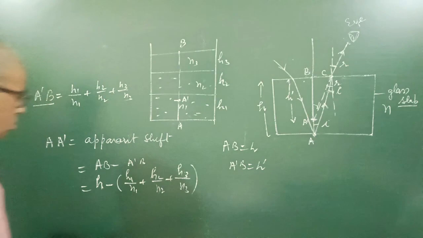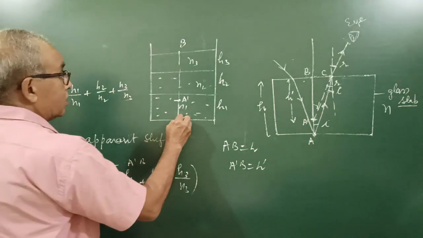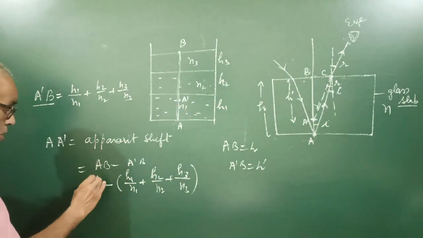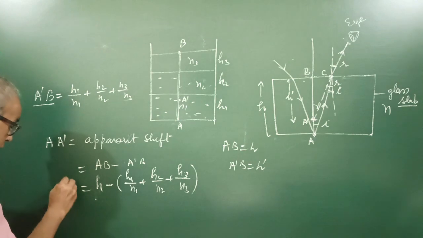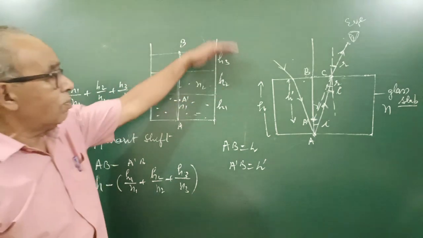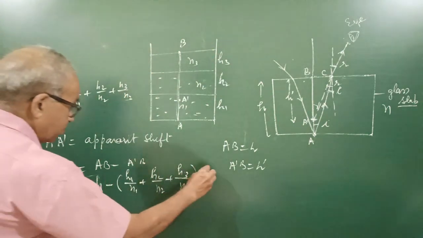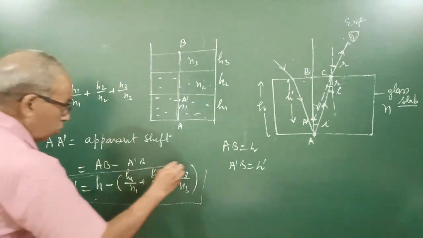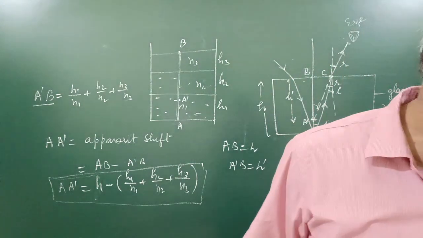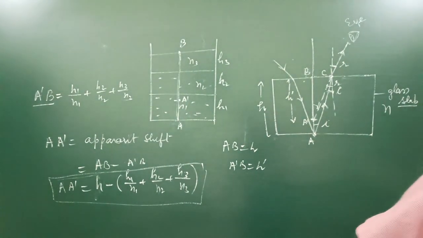So you can use this directly. H is the total thickness, actual height H. This was a question in that paper, three immiscible liquids or two immiscible liquids, how much is the apparent shift? You can use this directly to get the paper solved easily. So this was all about apparent depth and real depth.